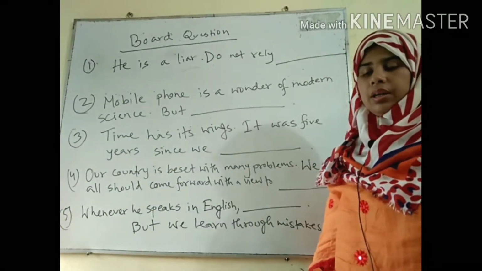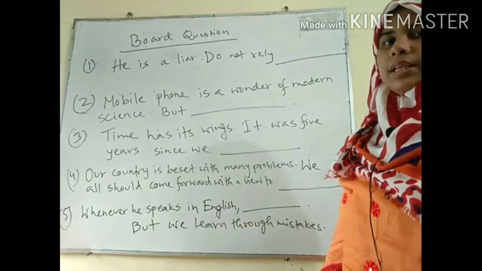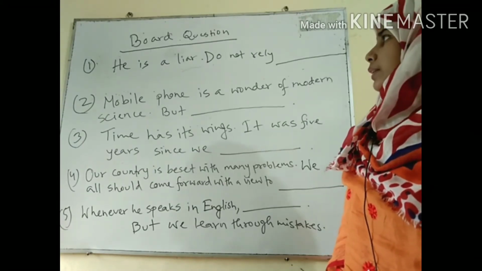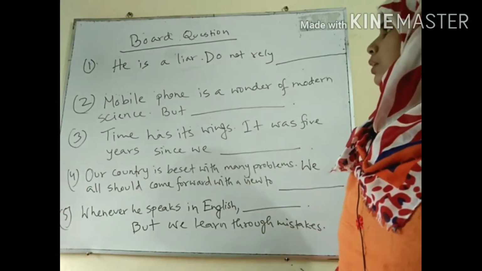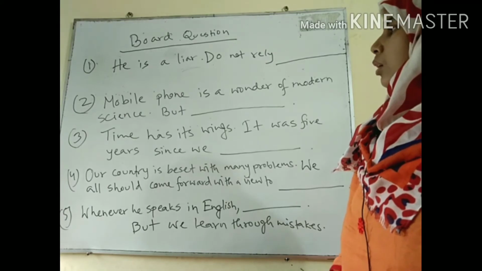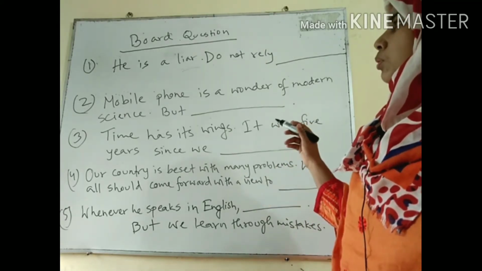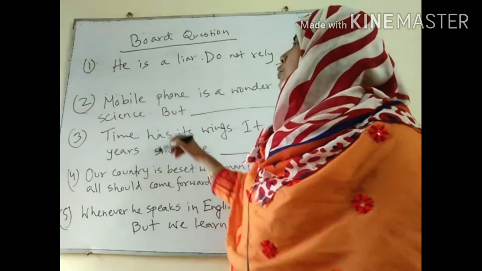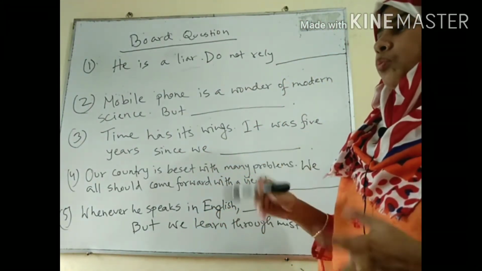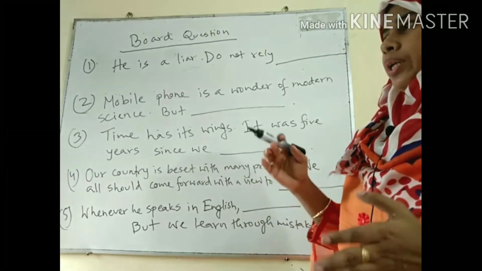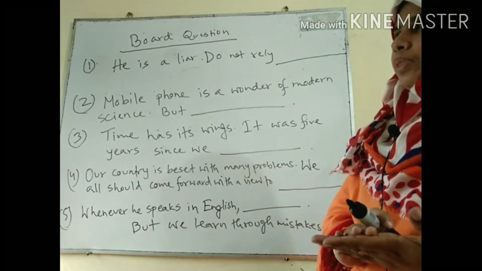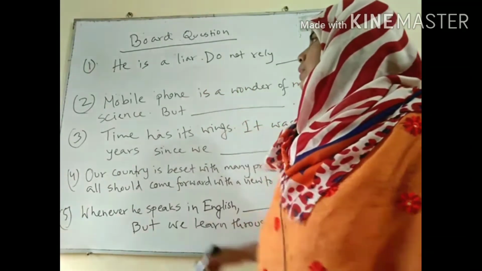We have a few more rules for completing sentences, but we will do those rules another day. Now we will solve a board question. Look at the board examples. When you do it, you have to look at the context very carefully. Context means situation: which sentence is given, what is its meaning. When you fill up a sentence, you have to look at the previous sentence.